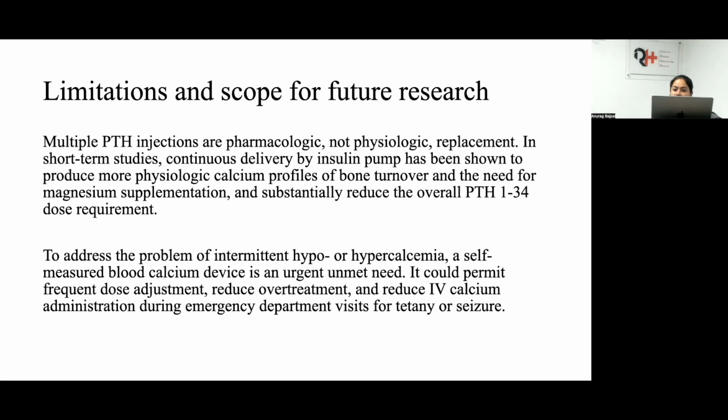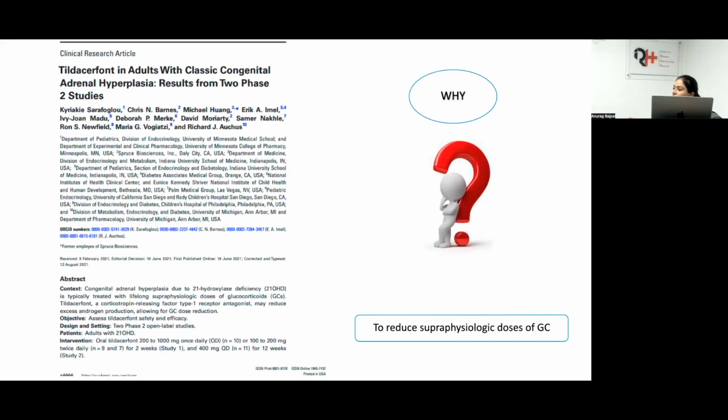Multiple PTH injections are pharmacologic replacement, but not physiologic. So in short-term studies, continuous delivery, like by an insulin pump, has been shown to produce more physiologic calcium profiles and reduce the need for magnesium supplementation and overall PTH dose requirement. To address the problem of intermittent hypo or hypercalcemia, a self-measuring blood calcium device is an urgent unmet need. It could permit frequent dose adjustment, reduce overtreatment, and reduce IV calcium administration during emergency visits for tetany and seizure. It's like a glucometer: you have a calciometer which is measuring the calcium levels, and you're titrating based upon that. So basically what this tells us is the limitation.